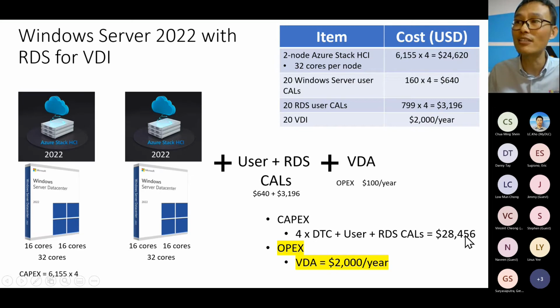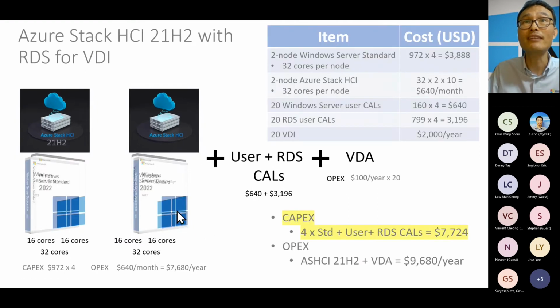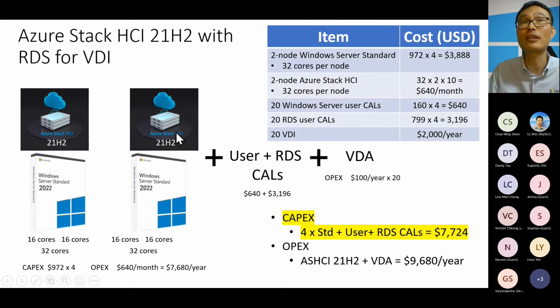You have 28,000 approximately for the upfront, and on a yearly basis, you pay 2,000. So what if I took out the HCI from Windows Server 2022 and I replace that with Azure HCI 21H2? You can see very clearly from here, the CapEx has dropped because, as mentioned, we don't need a lot of Windows Server specifically for VDI.